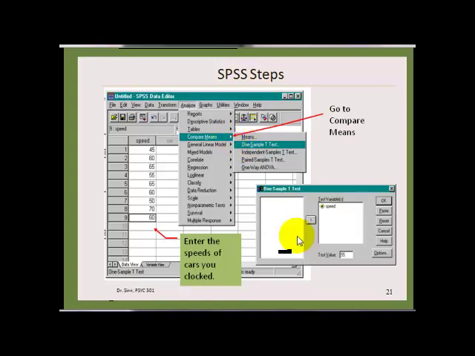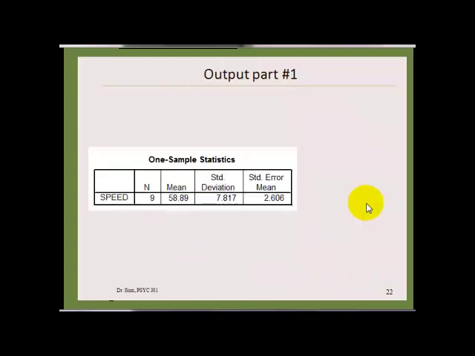And then that'll cause this screen to pop up, and we'd move over the variable we want to test, in this case speed. And here's the critical thing: don't forget to put what you're testing against, because otherwise it'll be set to 0. You want to test to 55 miles an hour. Then you hit OK, and you will get output.